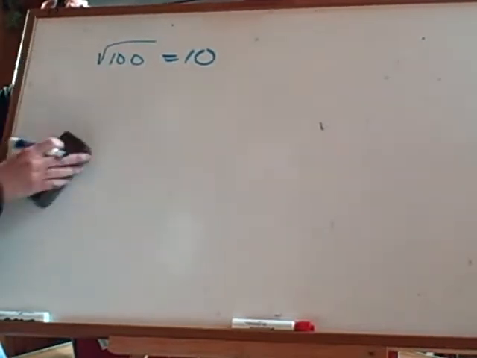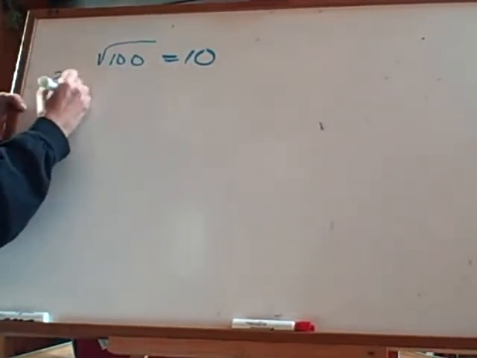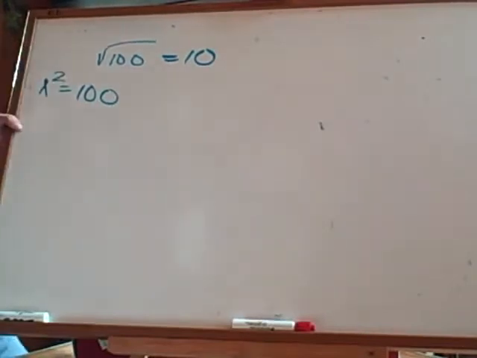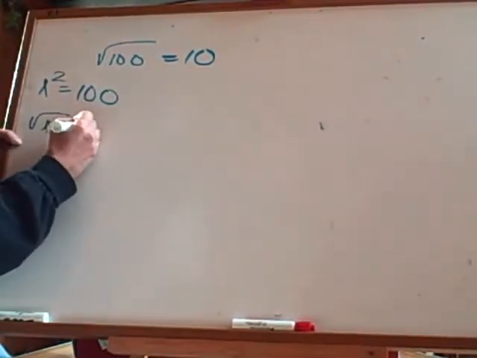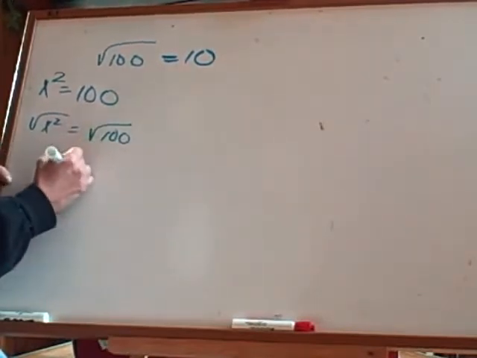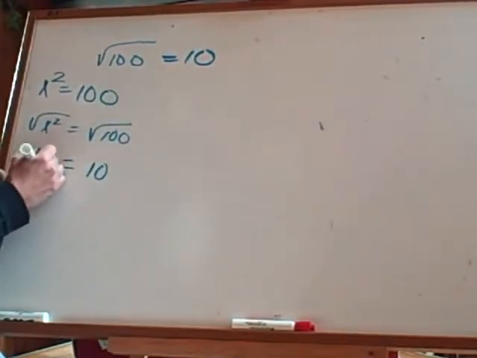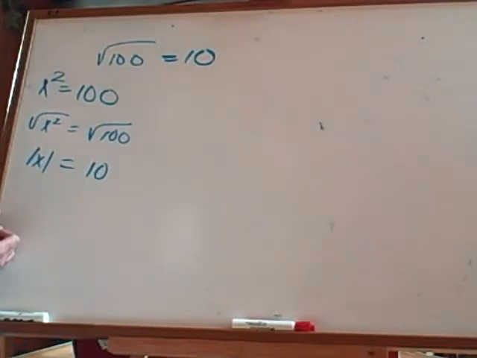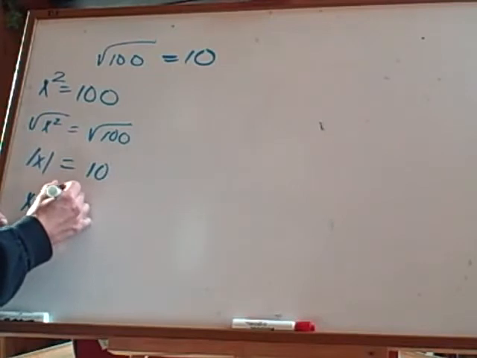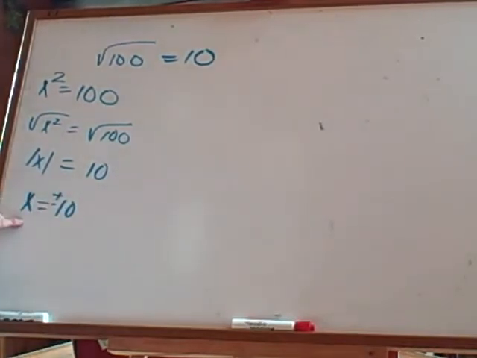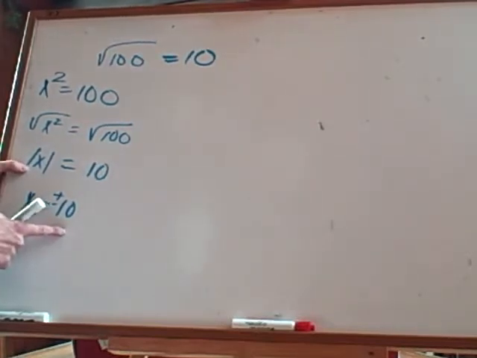Now, how is that different than x squared equals 100 and solving for x? This is your difference. I have to take the square root of both sides. The square root of 100 is still 10, but this is the absolute value of x. What two numbers could fit in here? x could either be 10 or it could be -10. Because 10 squared equals 100, -10 squared equals 100. Because the absolute value of 10 is 10, and the absolute value of -10 is 10.